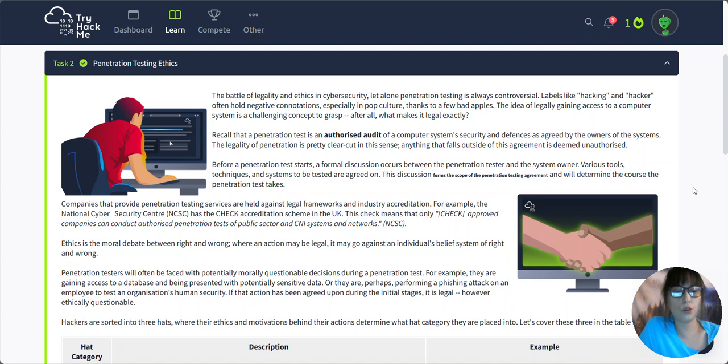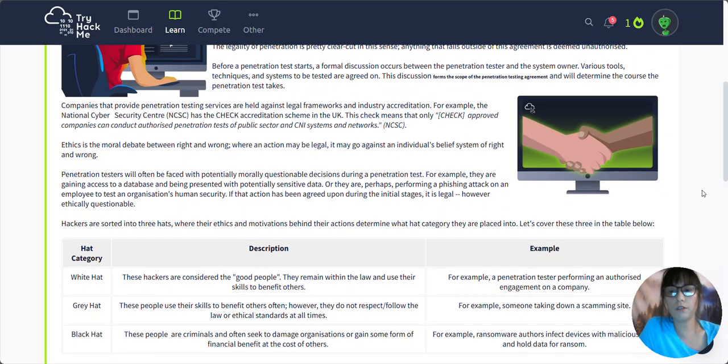Hackers are sorted into 3 hats, where their ethics and motivations behind their actions determine what hat category they are placed into. Let's cover these 3 in the table below. White hat. These hackers are considered the good people. They remain within the law and use their skills to benefit others. For example, a penetration tester performing an authorized engagement on a company.